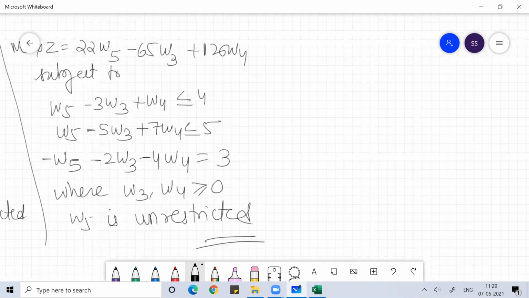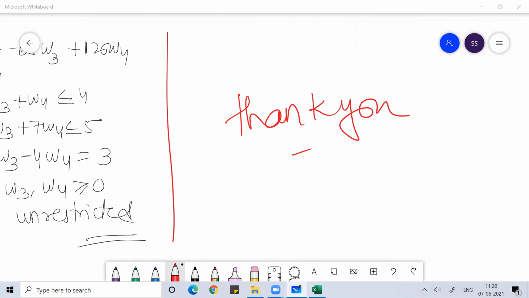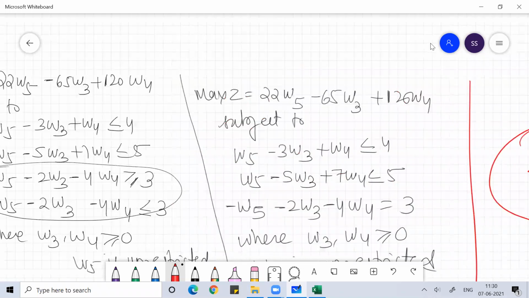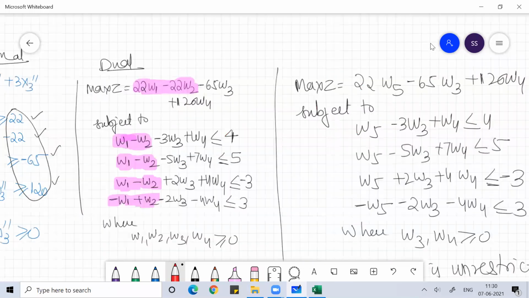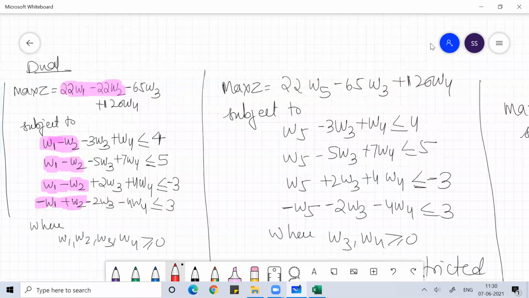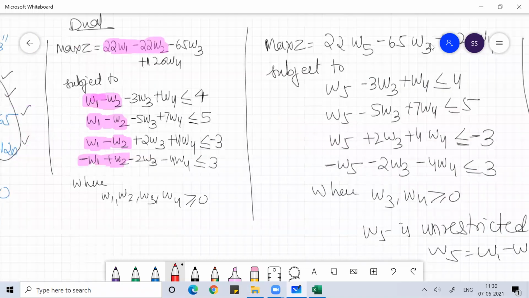Anyone, any doubt? So this much from the today class. Any doubt, any question, anyone? I hope you understood what all we had done. So we finished the concept of duality. From the duality concept, you will not get any solving part. They will not expect you to solve this problem. They'll just expect you that you should write the dual form of it.